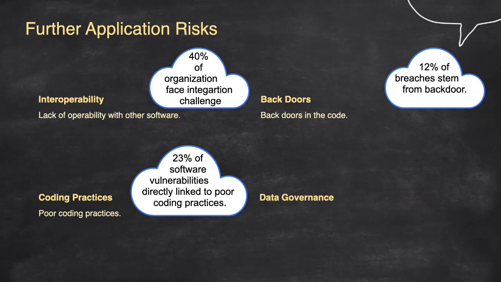Moving next, we'll talk about data governance. Friends, data governance refers to the management and control of data throughout its life cycle, ensuring data accuracy, privacy, and security. Weak data governance can result in mishandling sensitive information, unauthorized access, and non-compliance with data protection laws like GDPR or HIPAA.